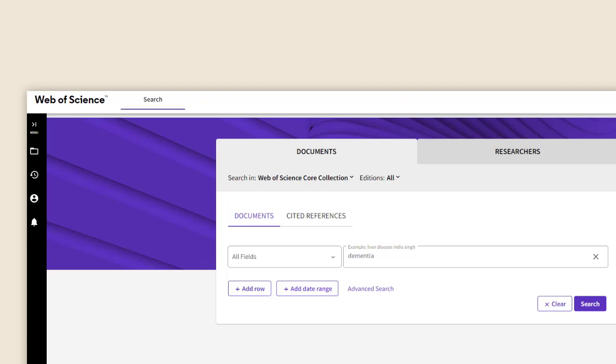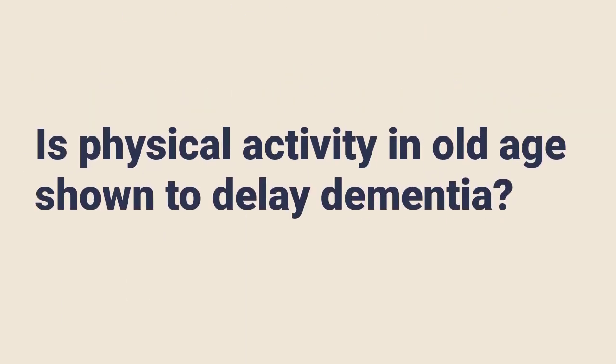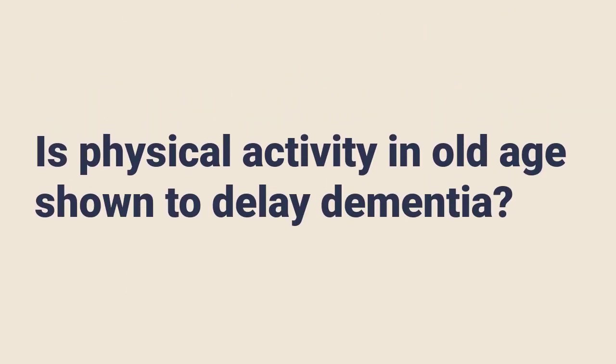We've started with a very general search here. However, when you have a specific research topic, you will want to ensure your results list is focused and relevant, and also that it doesn't miss key articles. So you'll want to consider what you type into the search boxes. Imagine your topic is physical activity in old age shown to delay dementia?